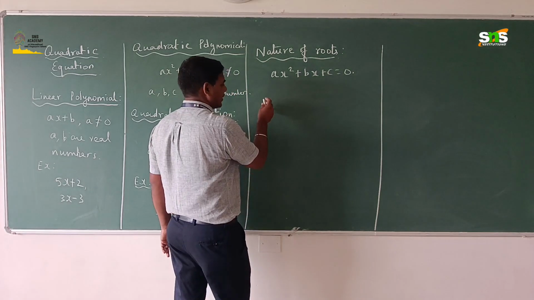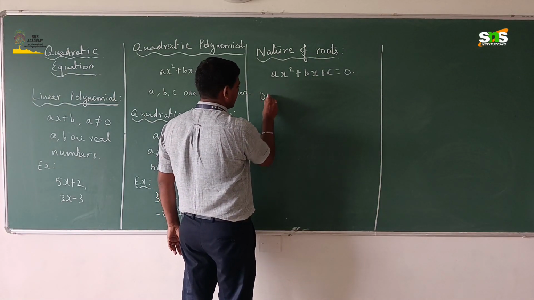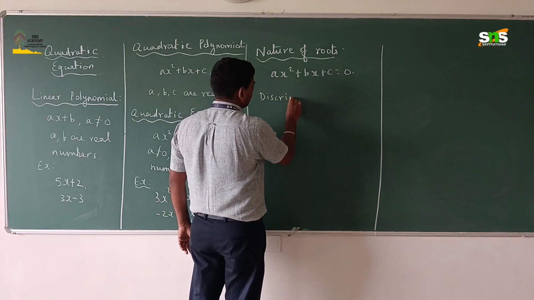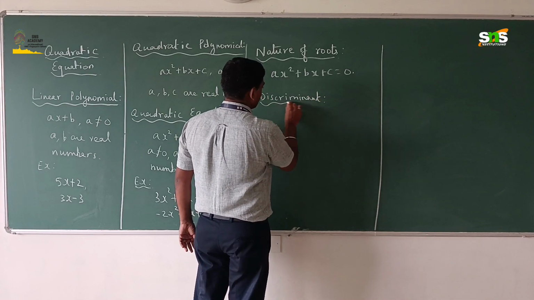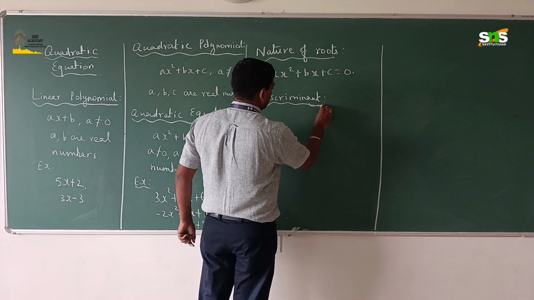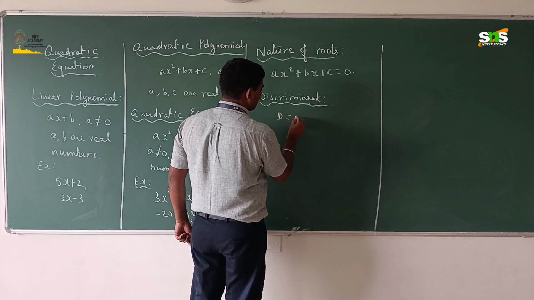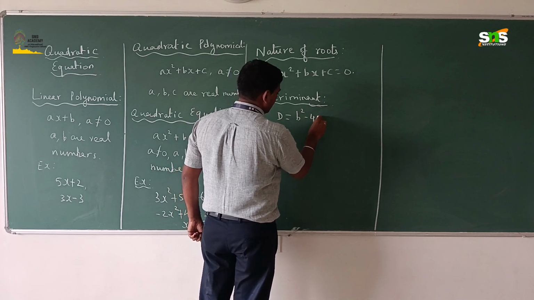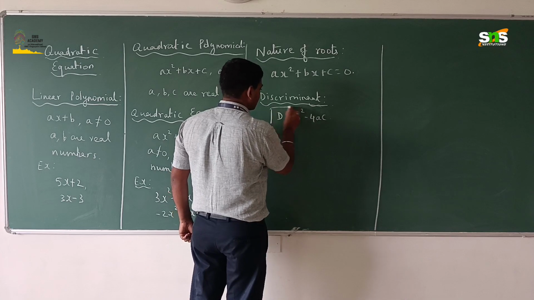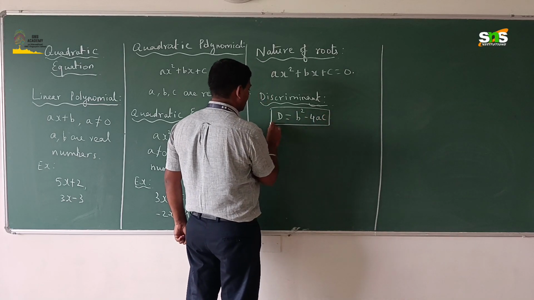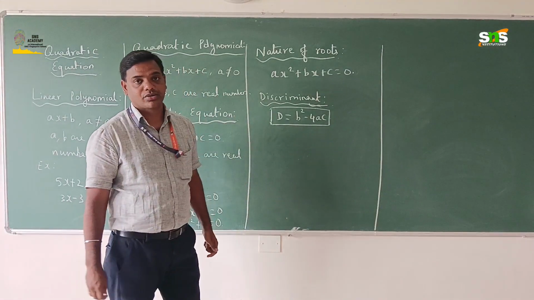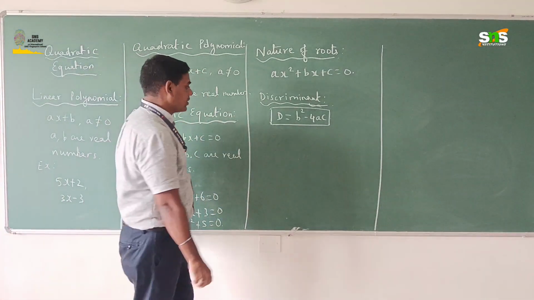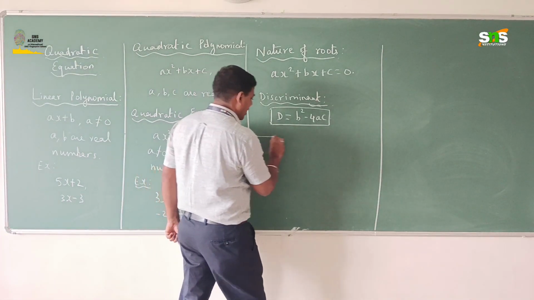For that we will be using the discriminant. The discriminant D is equal to b square minus 4ac. This is the rule to check what type of solution we will get. That solution is called the nature of roots. We'll see the rule now.